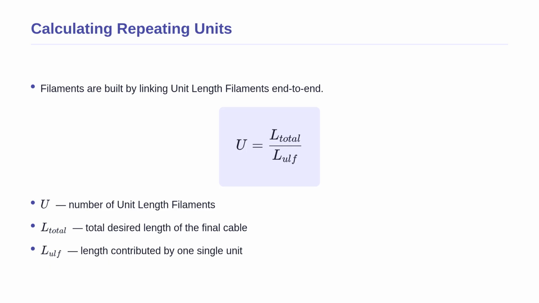L total is the total desired length of the final cable spanning the cell. L ULF is the effective length contributed by just one single unit. If the total length required by the cell increases, the number of units U must increase proportionally to bridge that gap.